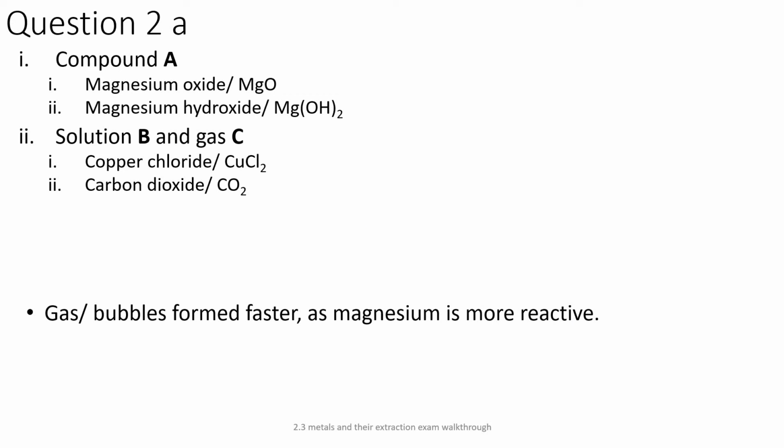Question 2. Compound A must contain magnesium, but it cannot be magnesium metal as the metal will not react with the dilute acid, so it must be either magnesium oxide or magnesium hydroxide. Solution B is where copper has displaced hydrogen in the reaction to produce compound B, copper chloride, and the carbonate is released as carbon dioxide.